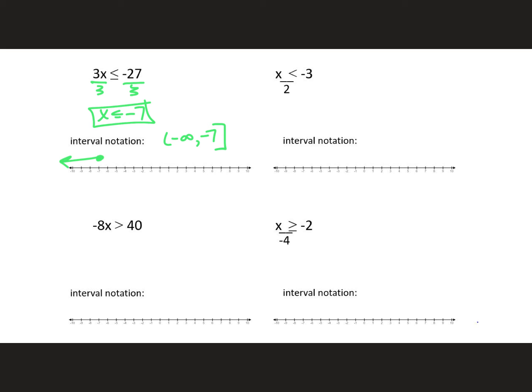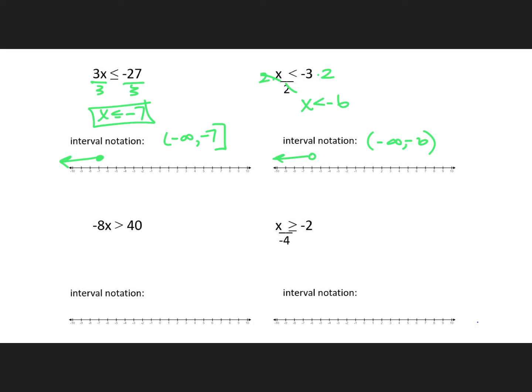On the next one, this is supposed to be x over 2. I'd multiply both sides by 2. I get x is less than -6. That's an open circle at -6 with an arrow pointing to the left. And that interval would be negative infinity to -6.